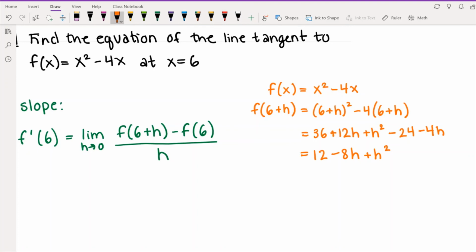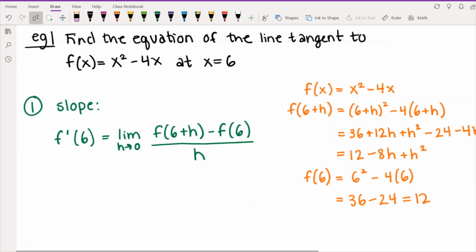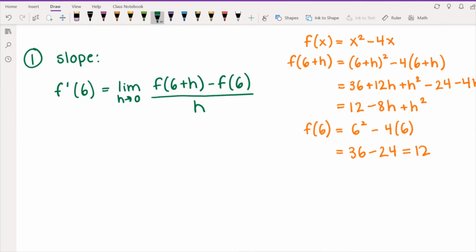And then what is f of 6? F of 6 is going to be equal to 6 squared minus 4 times 6. And so that's equal to 36 minus 24, which is 12. So now we can go and put those back into our expression here.